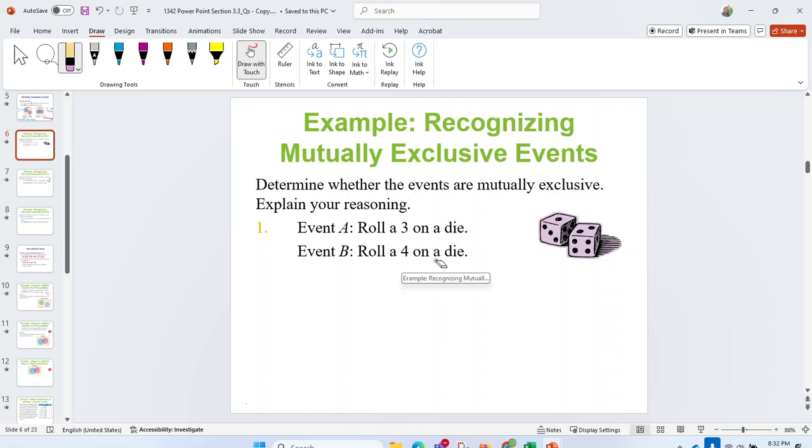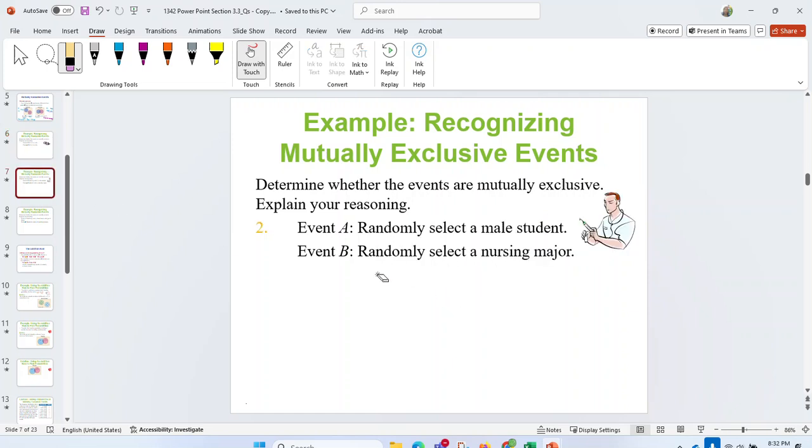Okay, look at this one right here. I'll just give you an example: select a male student and also select a nursing major student. What do you think? Mutually exclusive or not?